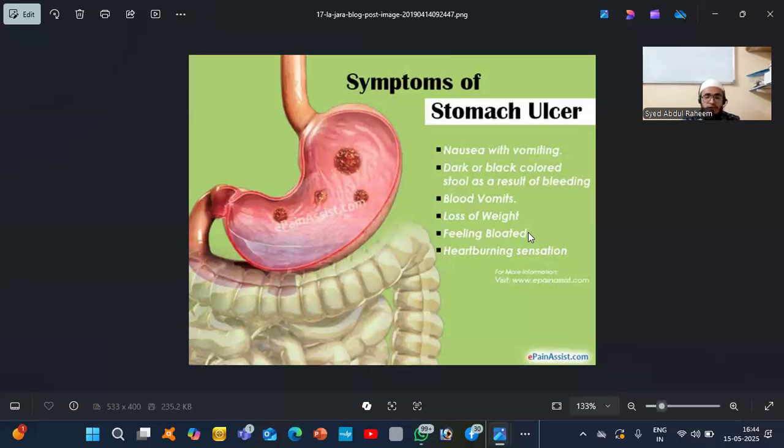For that, the investigation of choice is upper GI or upper gastrointestinal endoscopy. With the help of that, you can see the esophagus as well as the stomach. This is the investigation of choice, so you don't need X-ray or sometimes CT scan. Upper GI will tell you the detailed information of the stomach. Okay, so this is the important one.